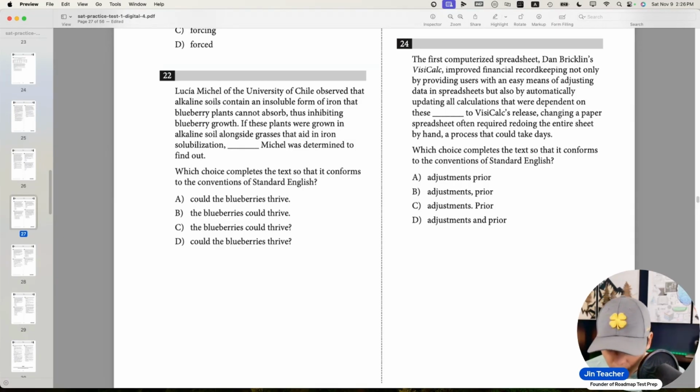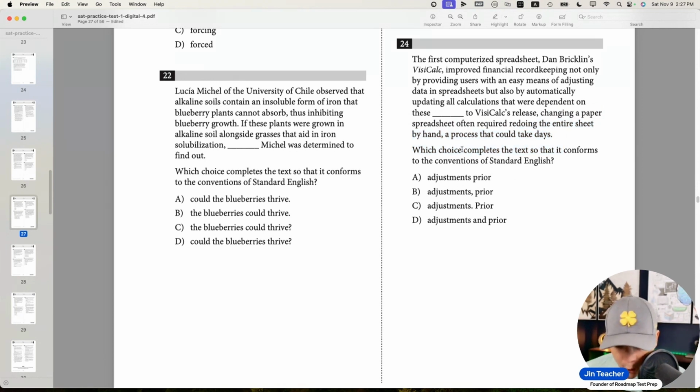So it says, changing a paper spreadsheet often required. Right? So changing a paper spreadsheet is a subject. That's what goes on in my head. Required is a verb, right? Changing, required, and then again, so I know I have another sentence. Now I have two complete sentences, right? Changing a paper spreadsheet often required redoing the entire sheet by hand. That's where my complete sentence ends, right?